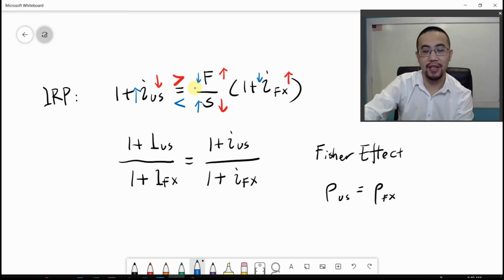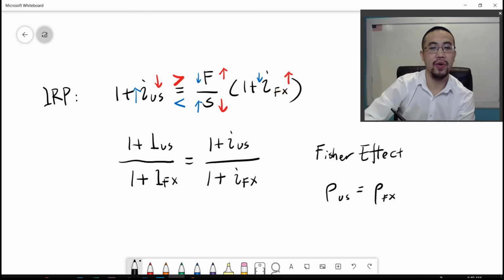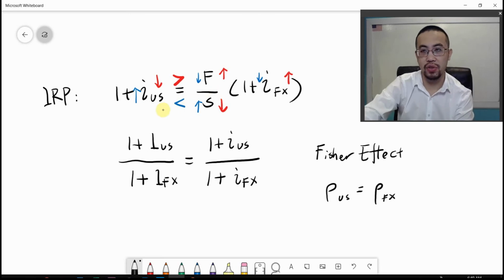If this red color situation applies, then you should know it is about the U.S. interest getting too high, and then the foreigners will invest in the U.S. If the blue situation applies, then that means the U.S. interest is too low. Then the American investors should invest overseas.